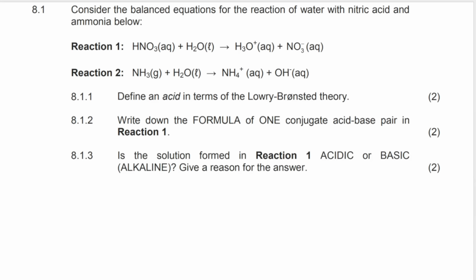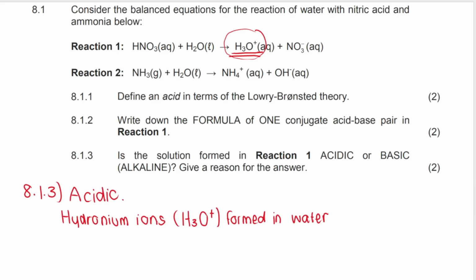Right, my next question. Is the solution formed in reaction 1 acidic or basic? Remember, another word for basic is alkaline, and they want us to give a reason for the answer. If you take a look at reaction 1, what happened when HNO3 reacted with water was the production of hydronium ions. And I remember telling you in my playlist that as soon as you see hydronium ions, you need to think of an acid. So there's your reason. It's acidic, hydronium ions formed in water.